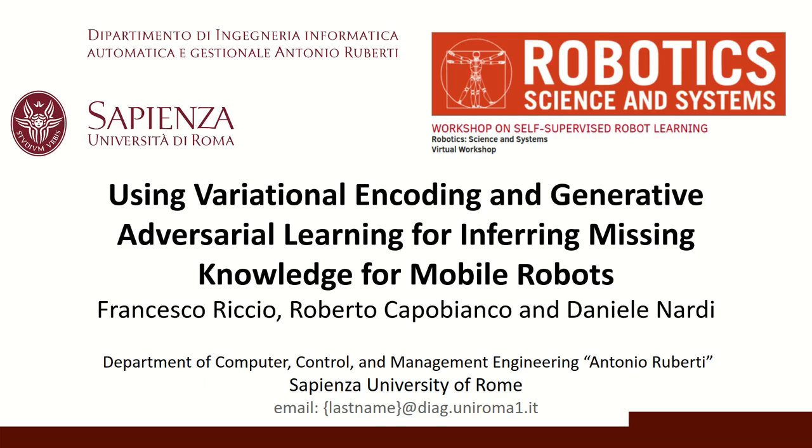In this video, we introduce GUESS, a generative modeling approach that exploits variational encoding and adversarial learning for inferring missing knowledge for mobile robots. The key idea is very intuitive. As humans, we are able to generalize and operate in partial observability. We can imagine and extend knowledge beyond our sensory horizon.